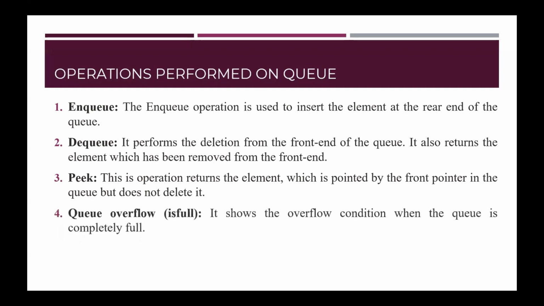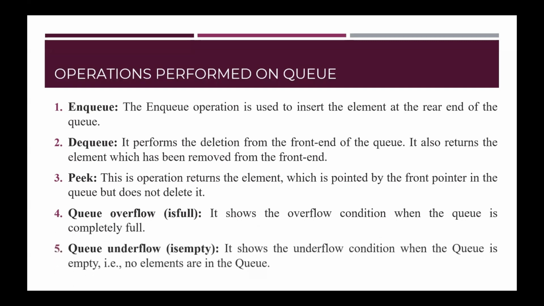Queue overflow. Whenever we go for the array implementation, what happens? We initialize the size first, then we insert the data. If we initialize 5 elements and after that we want to insert, there is no space. Such a situation we call overflow. So we have to check whether the overflow happened or not. The last operation is underflow. Underflow means there is no data present inside the queue.